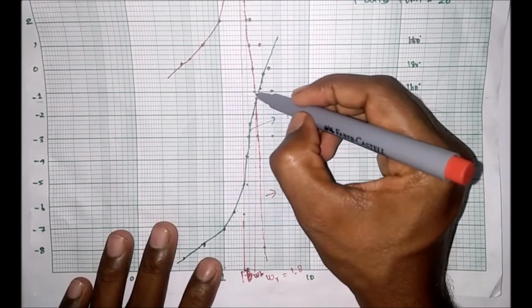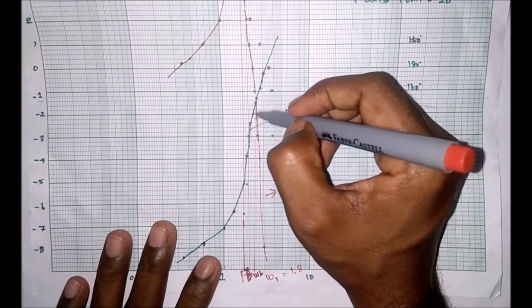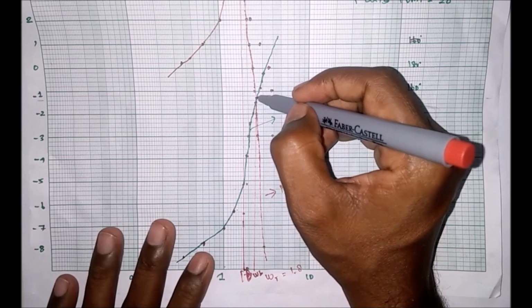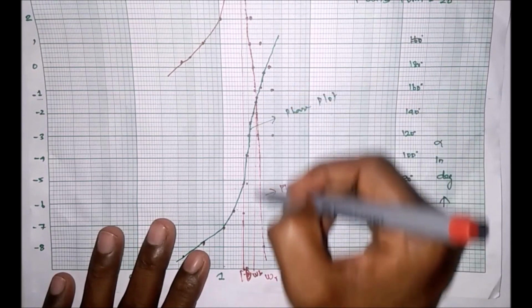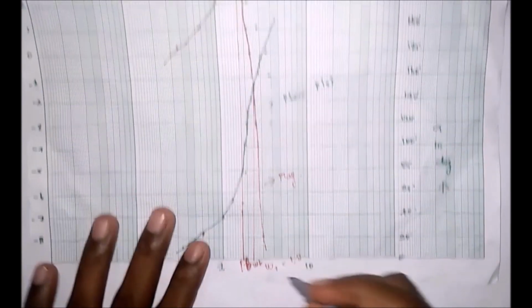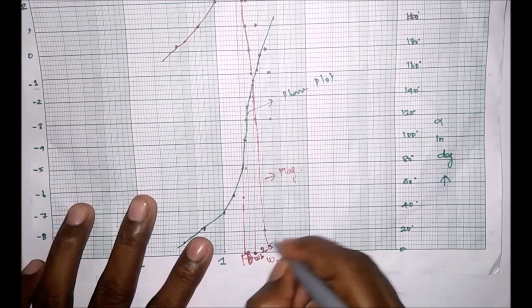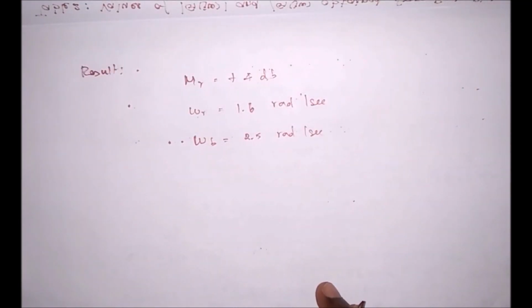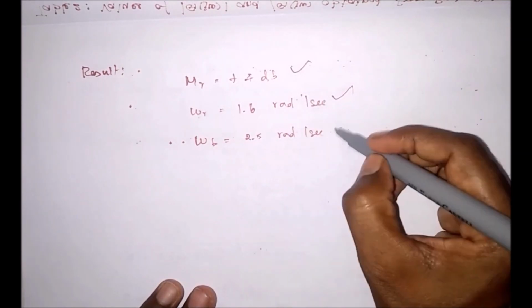Bandwidth we see. When the phase plot and magnitude plot cut at one point, the corresponding frequency at that meeting point is the bandwidth. Actually, it is 2.5. This is the point, its value is 2.5. So from the problem, we have found the required resonant peak, resonant frequency and bandwidth.